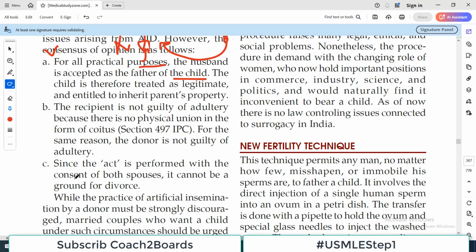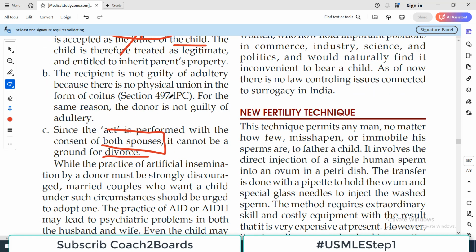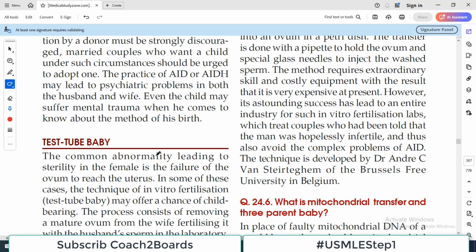Since the act is performed with the consent of both the spouses, it cannot be a ground for divorce. So it's usually, हस्बैंड ये नहीं कर सकता कल को कि अपनी वाइफ को जाके केस करे कि ये क्या भाई, इसने किसी और का स्पर्म ले लिया. स्टार्ट में इन दोनों का कॉन्सेंट लिया गया होगा या लिया जाना चाहिए. Okay, right. Now what is a test tube baby?